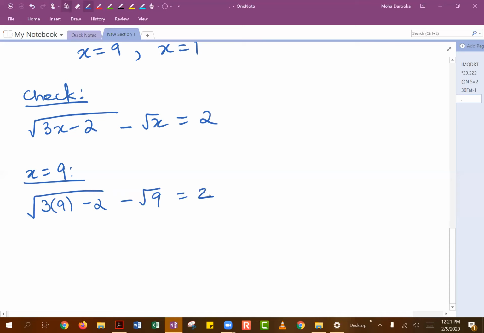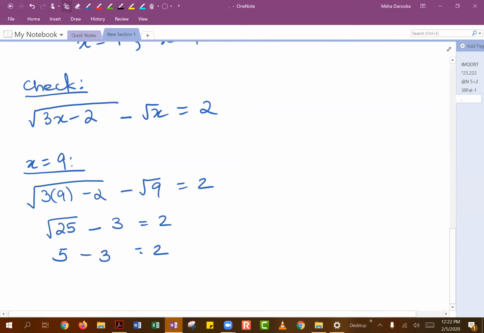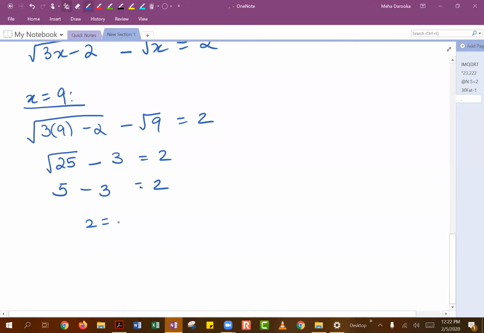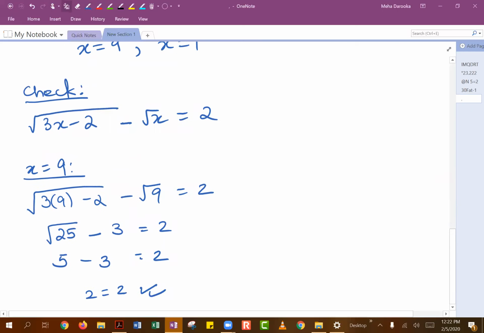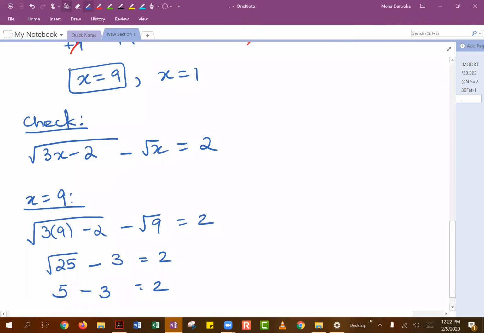Okay, so 3 times 9 will be 27, minus 2, 25. So the square root of 25 will of course become 5. Square root of 3, and that gives you your 2 equals 2, right? Alright, this guy works. And the 1 doesn't, okay?